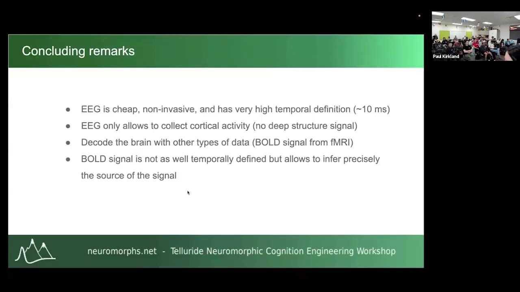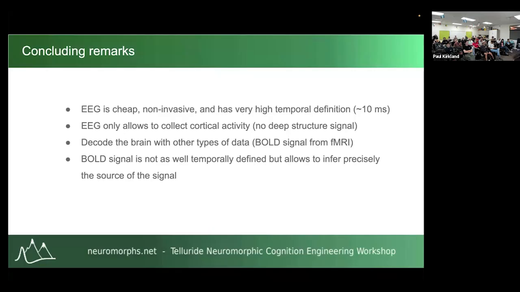So, concluding remarks. EEG is cheap, non-invasive, and has very high temporal resolution, on the order of 10 milliseconds. As pointed out, it depends a bit on idiosyncrasies of different types of people, some that are relevant and some that are not relevant. EEG only allows us to collect cortical activity, because there is no signal that can be picked up by EEG from deep structures. It's also true for MEG, as I said, the magnetic field that you can record with these much bigger machines that you need a Faraday cage for and so on.